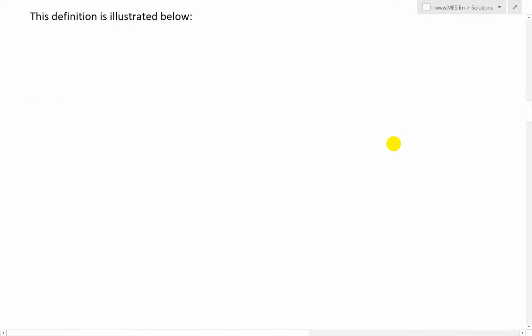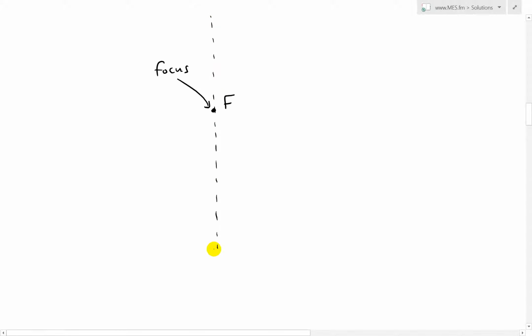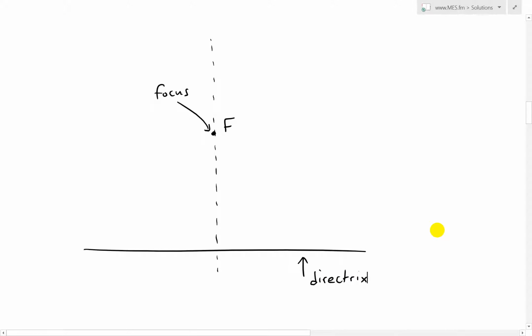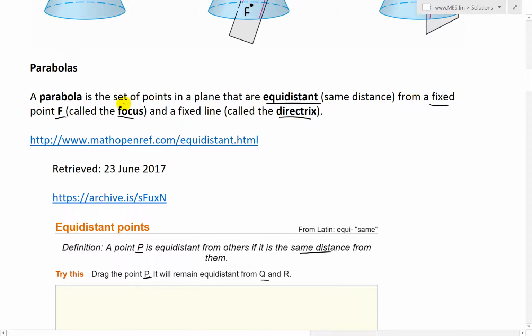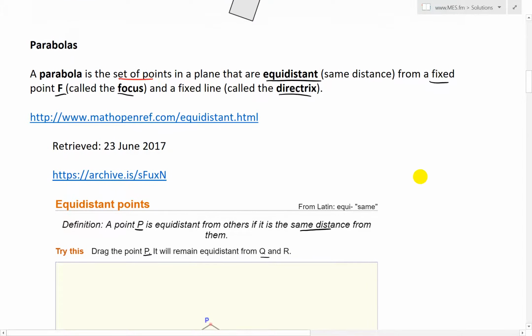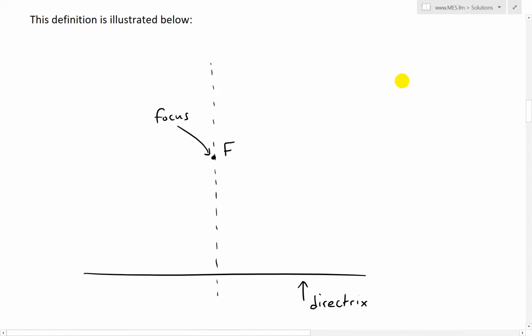So let's draw this out. Let's draw the point F here, which is the focus. Now I'm going to draw a dashed line across here, and I'll call this the directrix. Now we have a directrix and a point F, both fixed, a fixed line and a fixed point. We want to find points that are equidistant. Basically, a parabola is the set of all points equidistant from that fixed point and line.